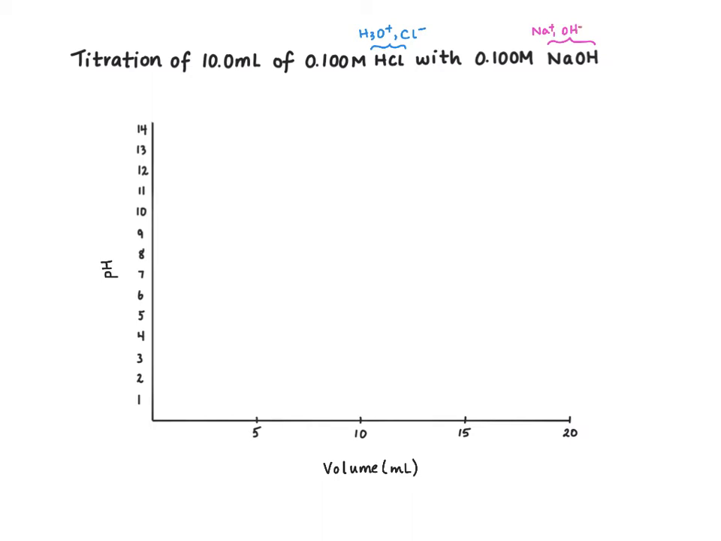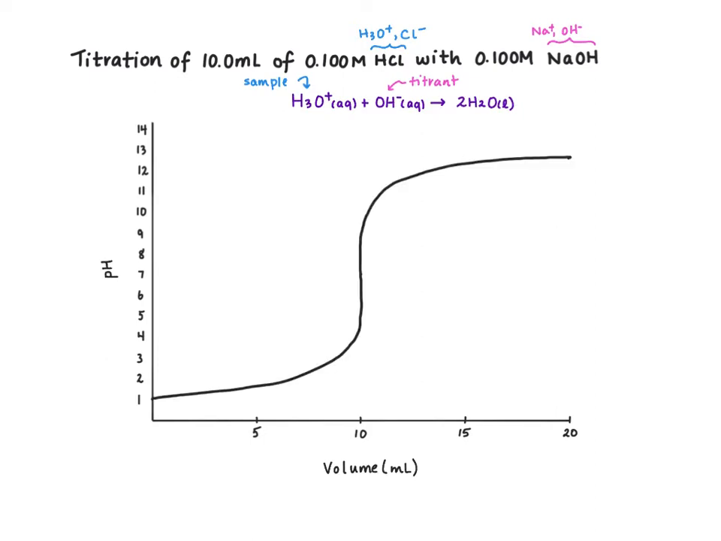So what that means is that our net ionic equation will be between H3O+ and OH-. The net ionic equation of this titration will be hydronium plus hydroxide to form water. Our H3O+ is our sample, so it's what we start with. And our OH- is our titrant, so it's what we're adding. We're going to walk through this titration step by step and talk about what's happening at each stage.